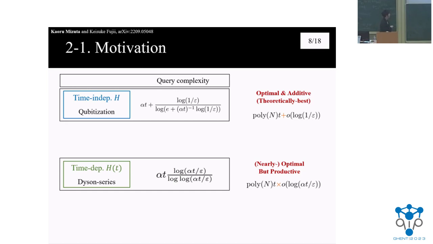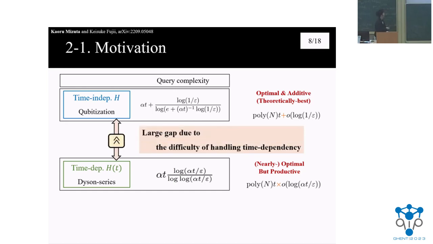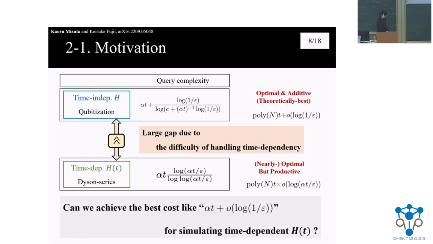On the other hand, while the truncated Dyson series algorithm achieves optimal or nearly optimal scaling in both time t and 1 over epsilon, this is a product. So there is a large gap between these two algorithms, and this comes from the difficulty of handling time dependency. So our question is: can we achieve the best cost, this additive form, for simulating time-dependent Hamiltonians?